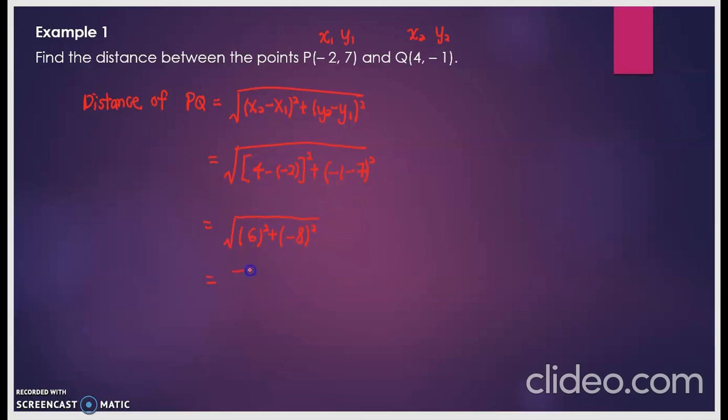So it equals 36 plus 64. From here it is 100. So the square root of 100 will be equal to 10. Here we are using the unit, so the distance is equal to 10 units.